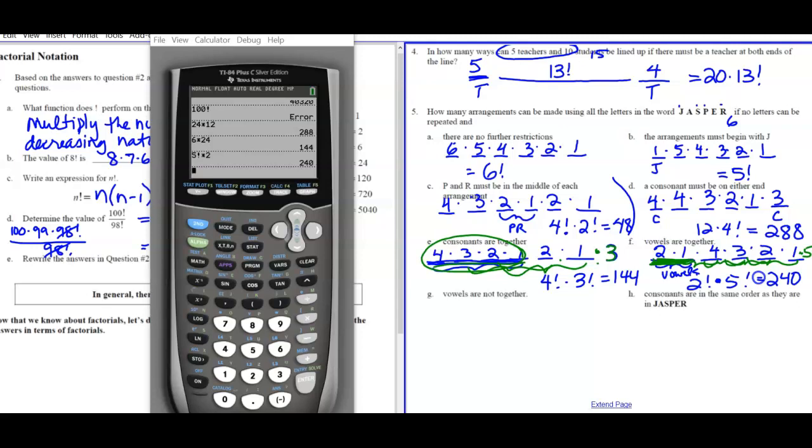Okay, so the next one's kind of nice. If you were to actually try to do it the long way and figure out them not together, each possible case, that would take some time. But vowels not together is the opposite of vowels being together. We call it the complement. Okay, so the complement of vowels together is that they're not together, the opposite. So we can go here, the total number of arrangements minus vowels together.